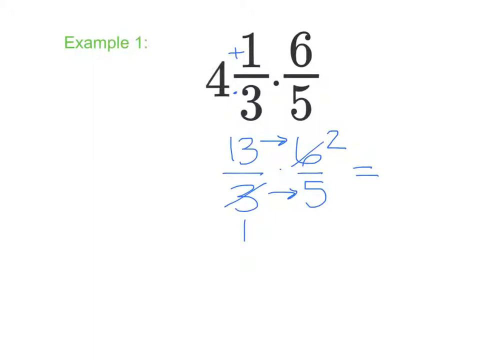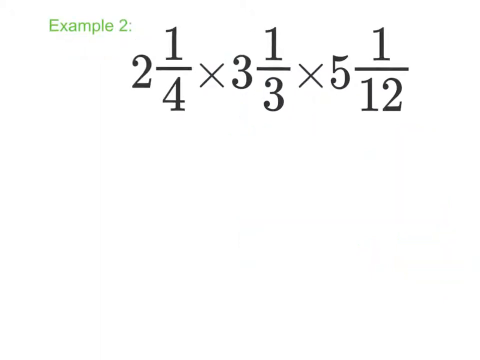13 times 2 is 26, and 1 times 5 is 5. The last step is to change it back into a mixed number. We'll divide 5 into 26, and it goes 5 times with one remainder. We put the remainder over the original denominator, so our final answer is 5 1/5.